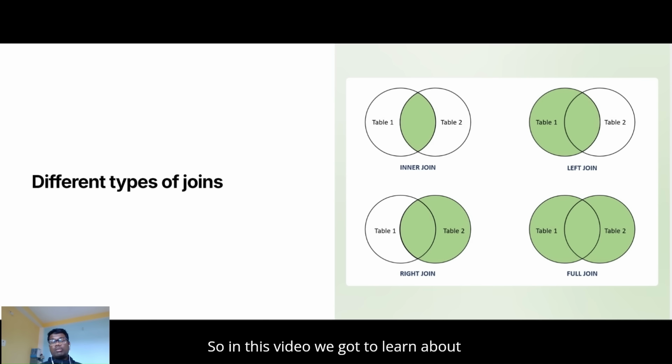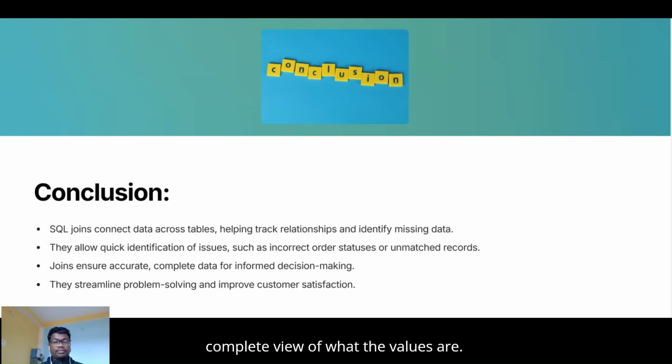In this video, we got to learn about different types of joins: inner join, outer joins, left join, right joins. Joins help us combine information from different tables, like linking customers with the orders to get a complete view of what the values are. It also helped us to identify and fix problems. By making use of joins, we can quickly find missing or incorrect data like Priya's pending order and resolve it. Joins also helped us in giving accurate data and better service. By making use of joins, we can keep our data up to date and resolve issues.